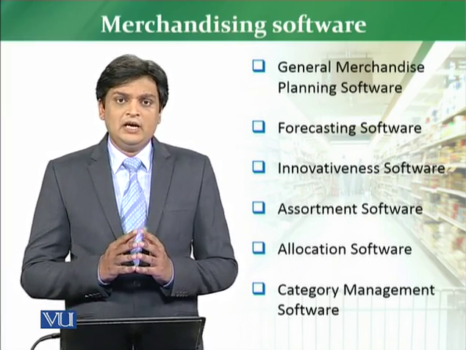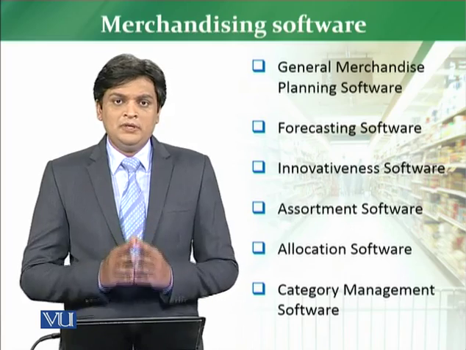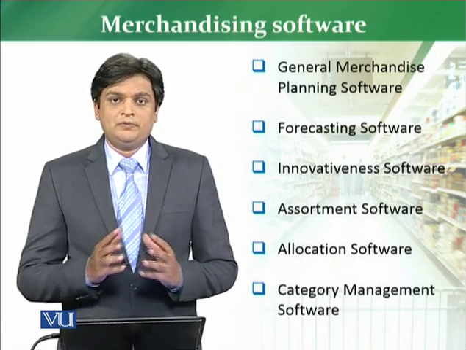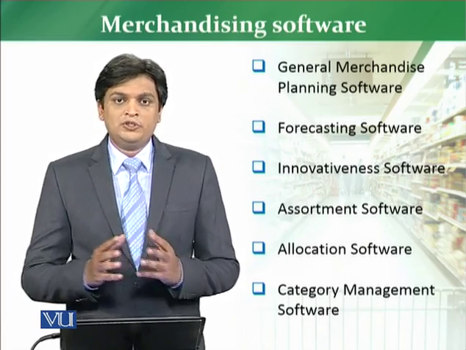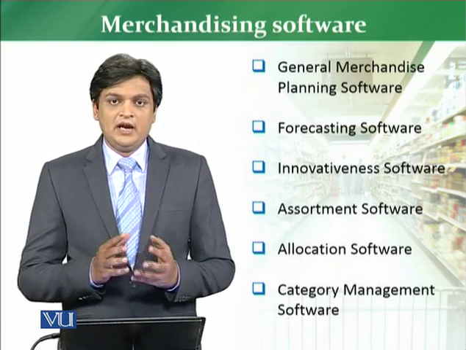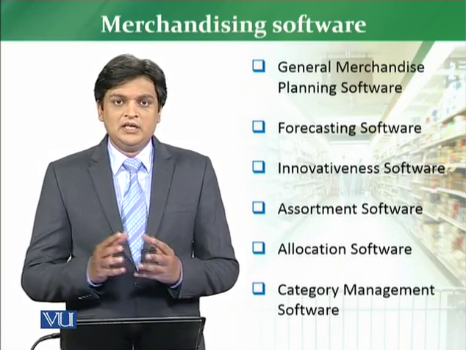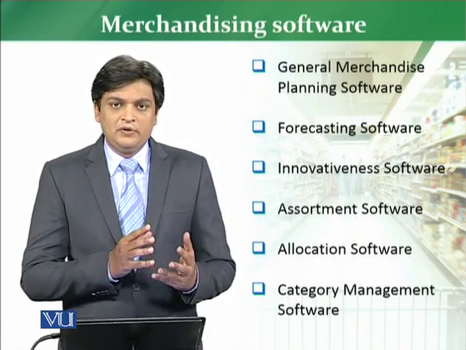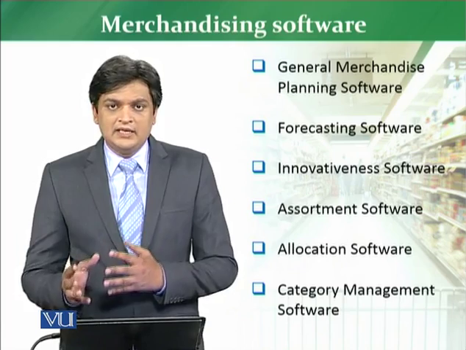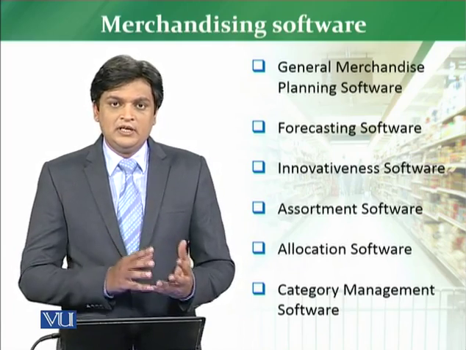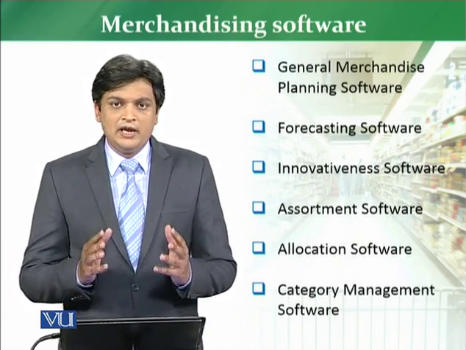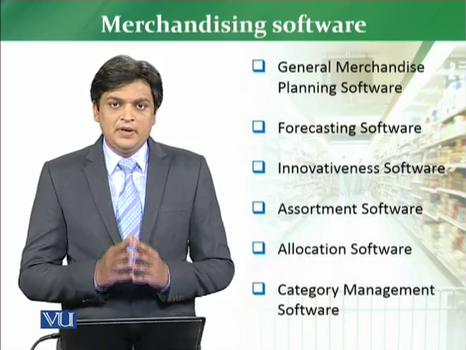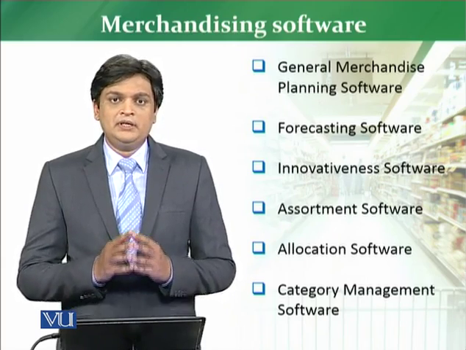Next we have assortment software. Normally a retail store has a set of assortment. It can be food, non-food, a set of departments and then different categories, and in the different categories there are different brands, and in the different brands there are different products, and then in different products there are different sizes and different colors. So all these attributes are normally planned in this assortment software.